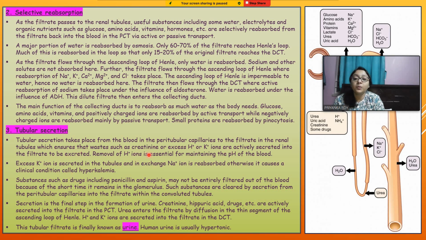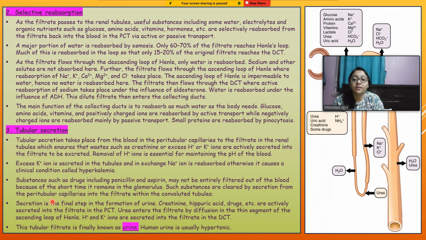So removal of H+ ions is essential for maintaining the pH of the blood. Also removal of excess K+ ion is essential because otherwise it will lead to a condition called hyperkalemia. So in exchange of sodium ion, excess K+ ion is secreted in the tubules. K+ is given out, sodium is reabsorbed.